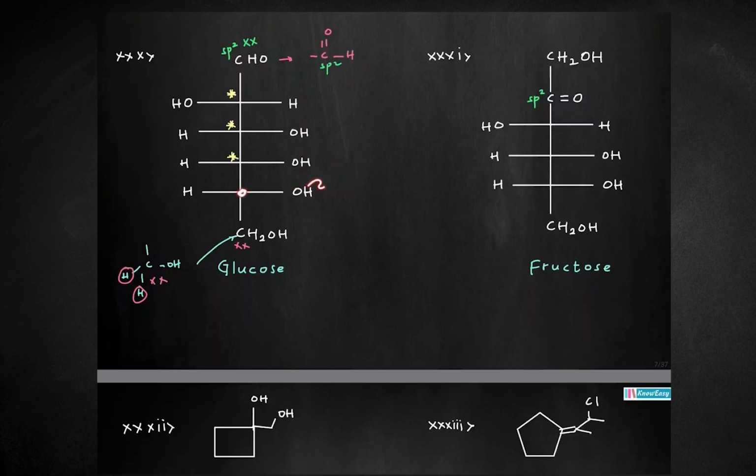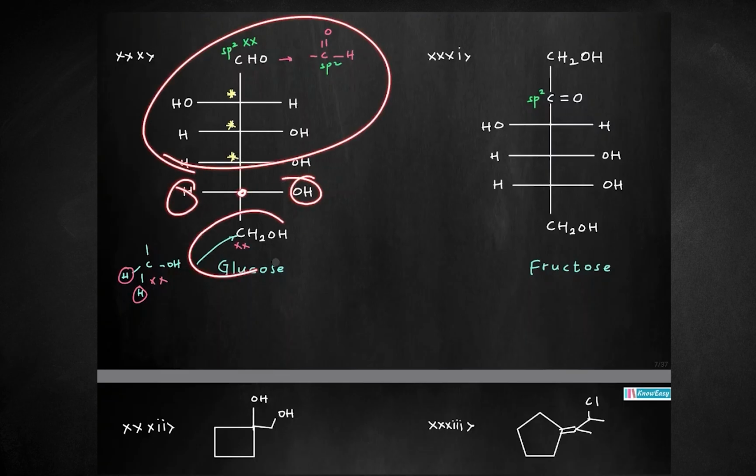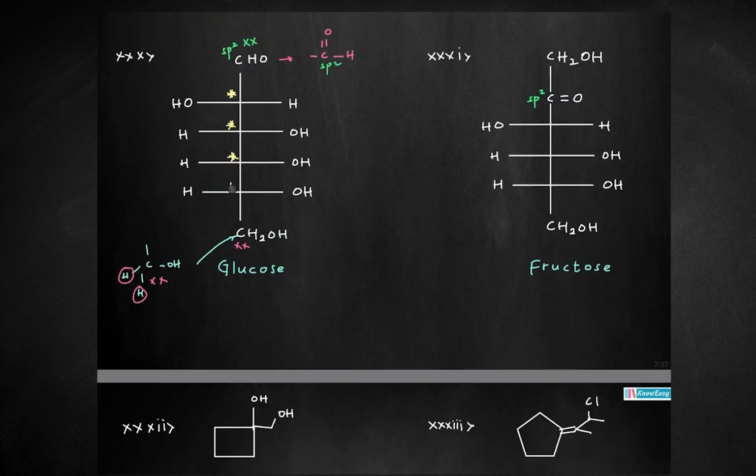Now look at this particular center. 1, 2, 3, 4. 4 groups are different. Now this is also called the chiral center. Got it? I hope it is very clear to you. So number of chiral centers in the glucose, if anyone asks you, answer will be 4. Clear? I hope now it is very clear to you.